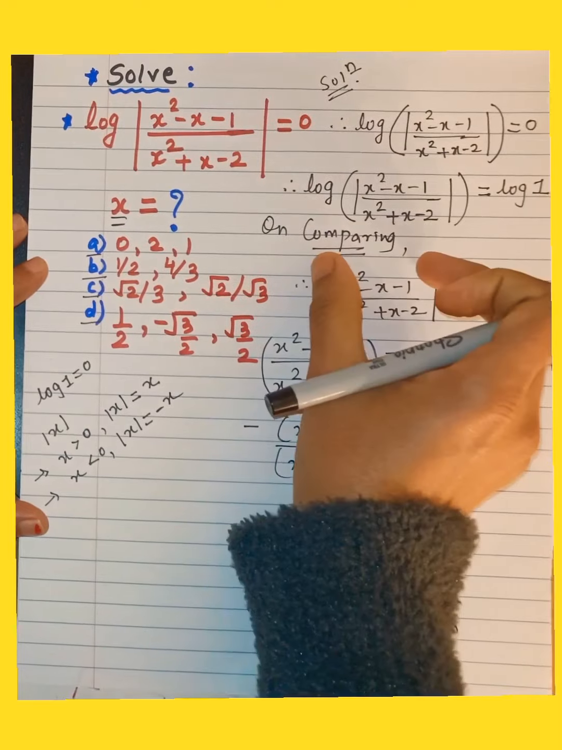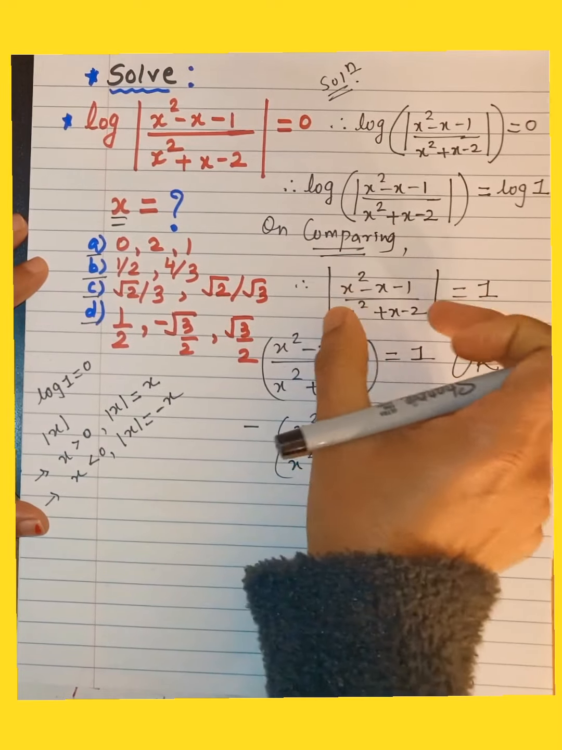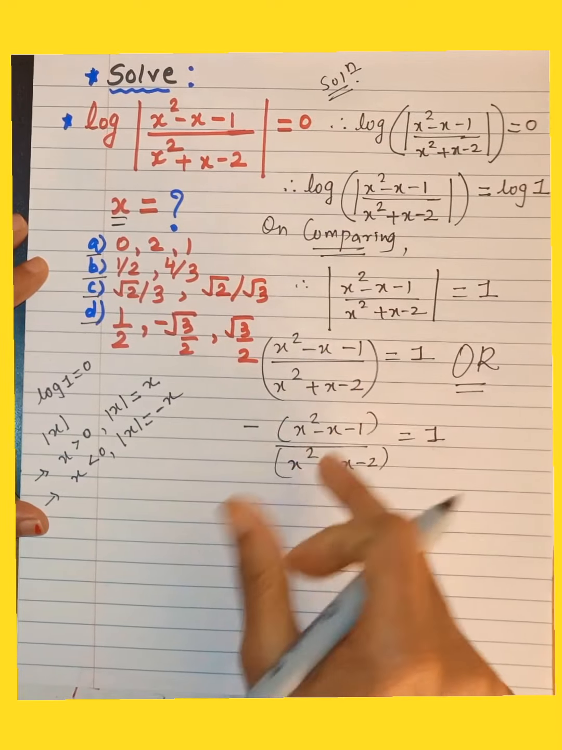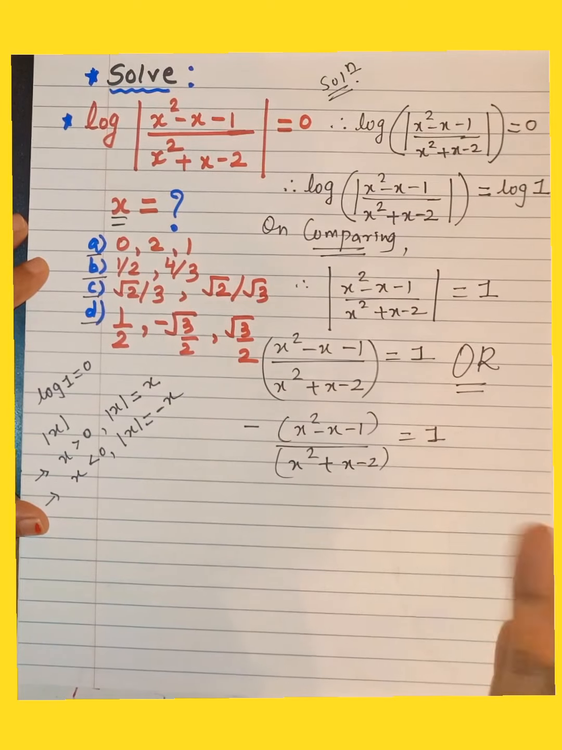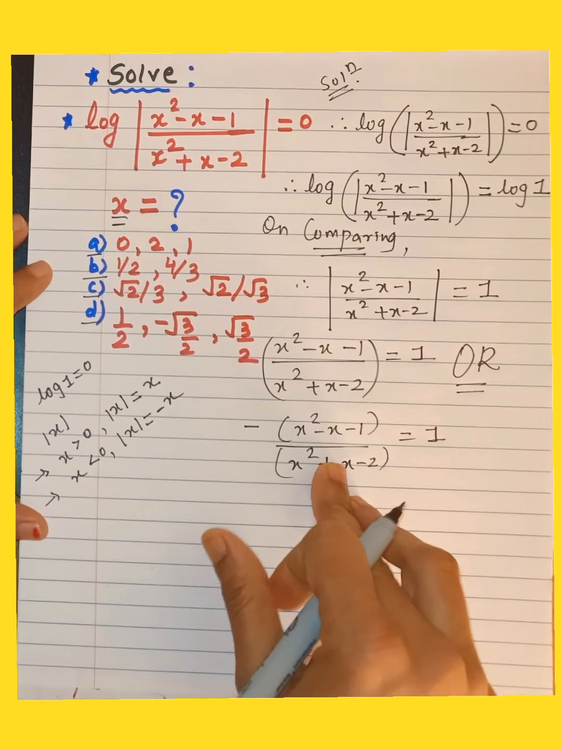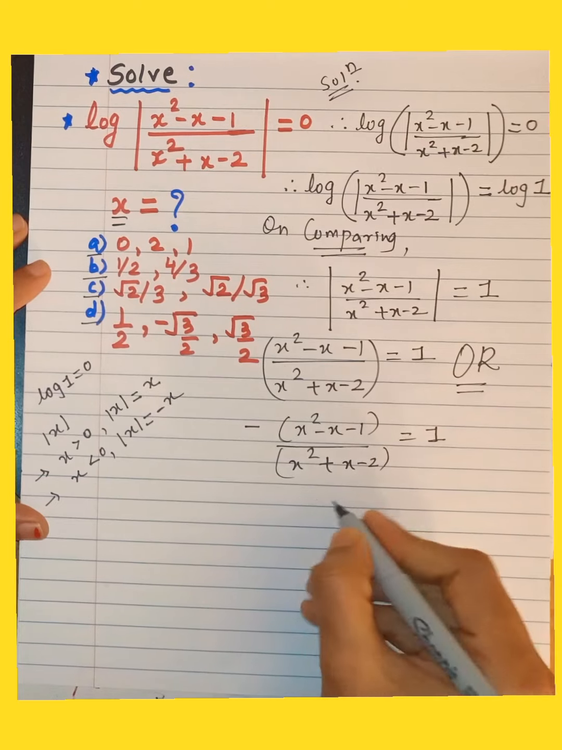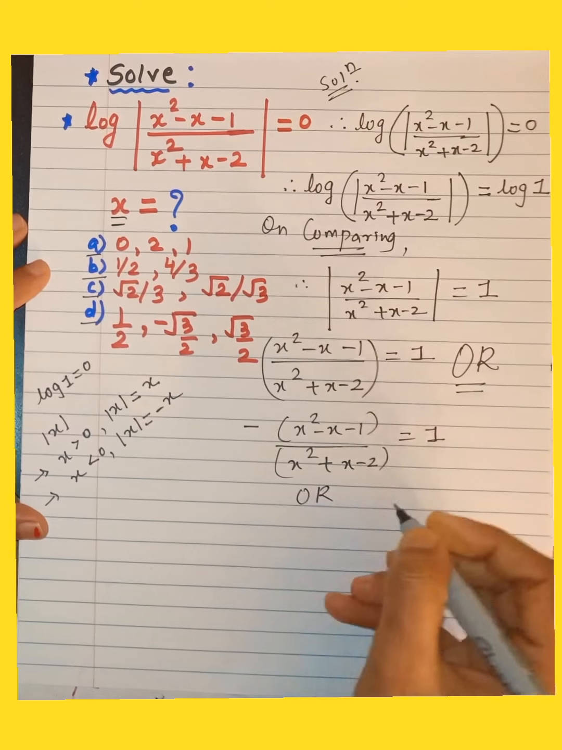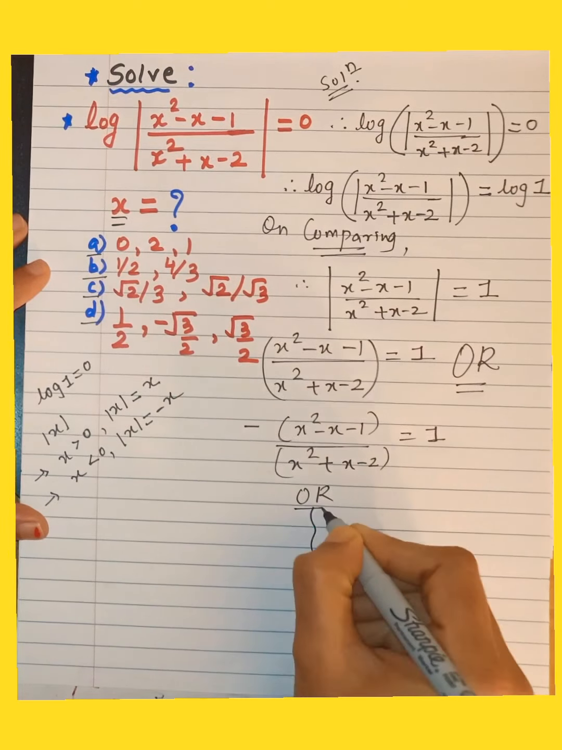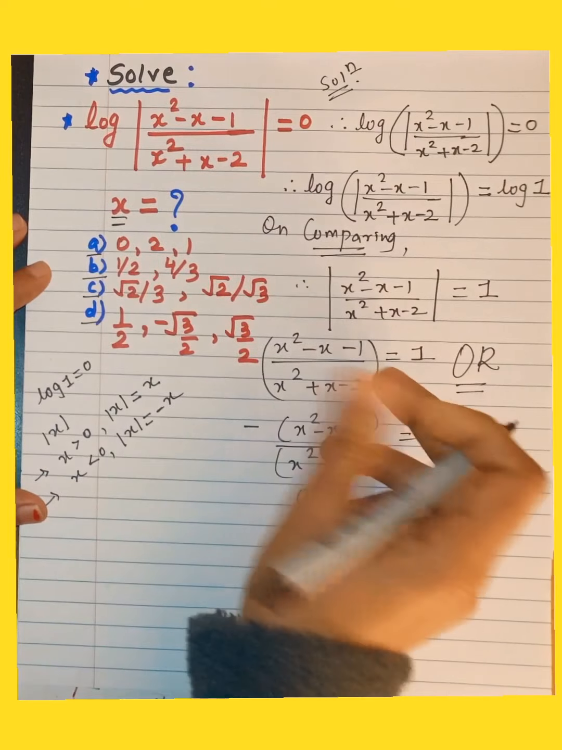Why? Because the absolute value, this mod, was given. So whenever we remove this mod, we get two values, positive and negative. So we have two equations now, and we need to solve those two equations separately. So I'm writing it here separately below this or. So for the first equation, I'll write this part here.